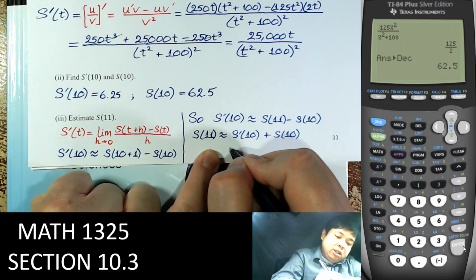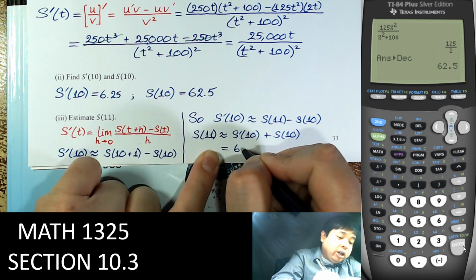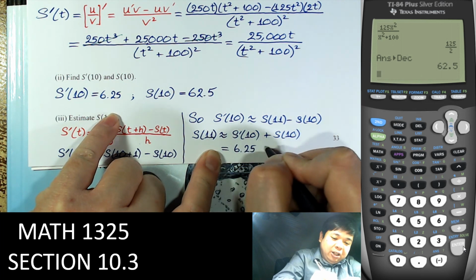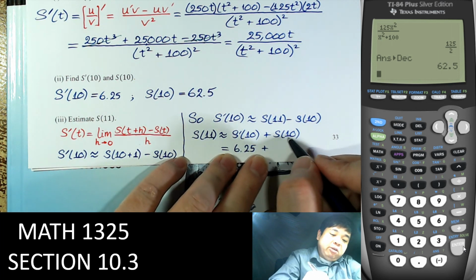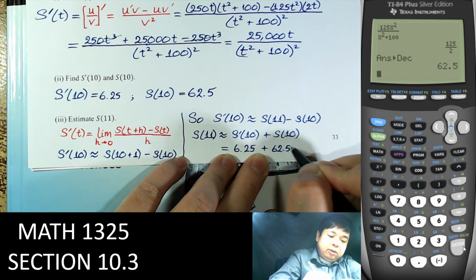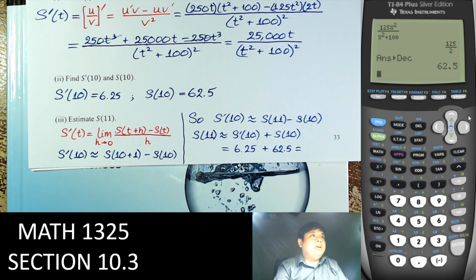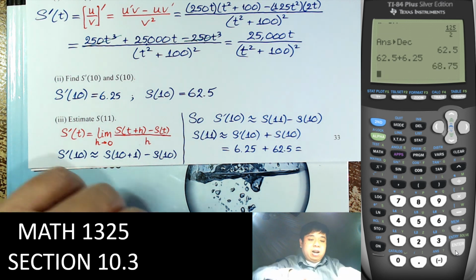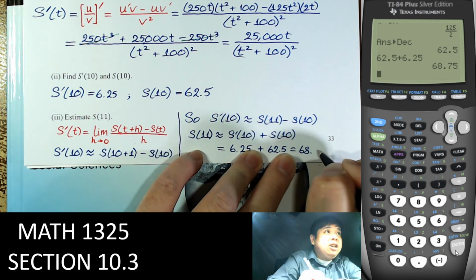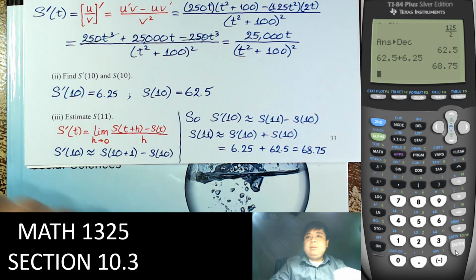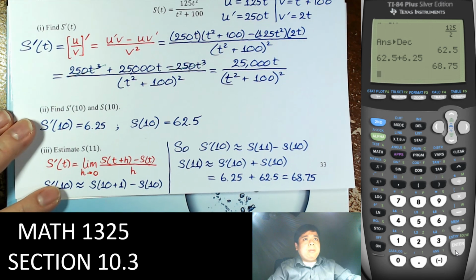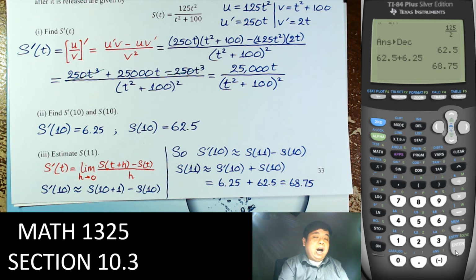s prime of 10 is 6.25, that is the derivative, and the function at 10 is 62.5. So pretty much we just add this value plus that value. When we highlight, we hit enter, like copy and paste. 68.75. Of course I can do that by hand too, but I just want to demonstrate that. Right, so that's an application using the quotient rule.